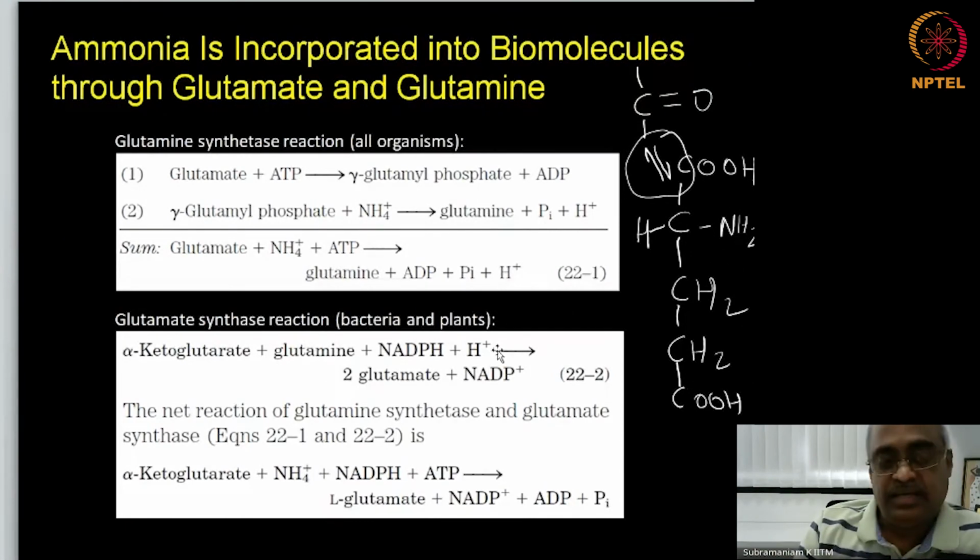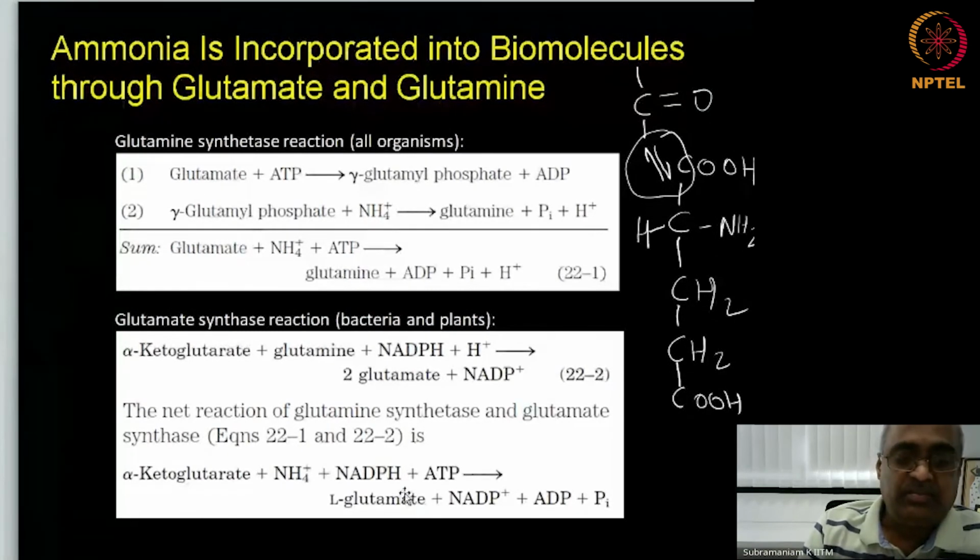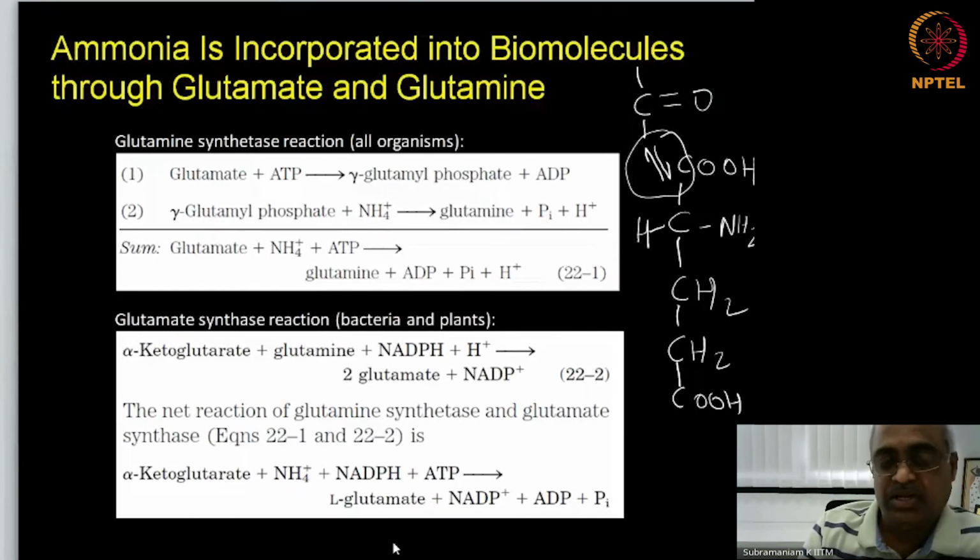So this is an amination that is reductive as well. Alpha ketoglutarate is reduced and this NADPH is oxidized. So this is the glutamate synthase reaction. So the net reaction of both of these, if you put them together, what you find is ammonia is used to convert a keto acid into an amino acid. So this is how we get the amino acids made by incorporating ammonia, which is produced by the nitrogen fixing bacteria from atmospheric nitrogen.